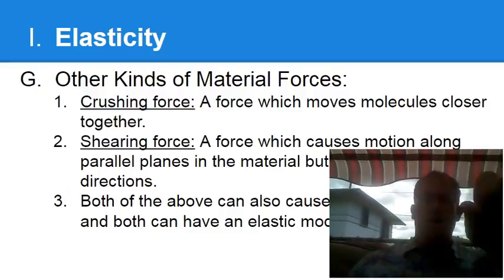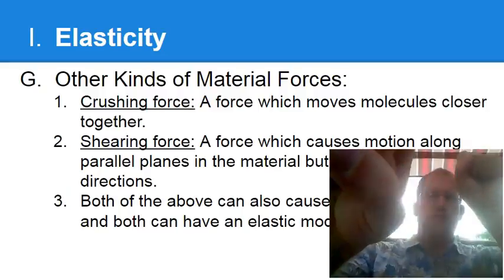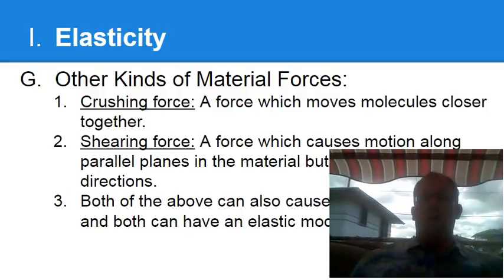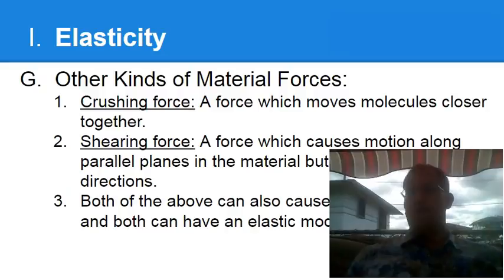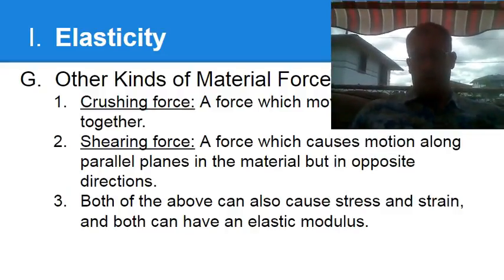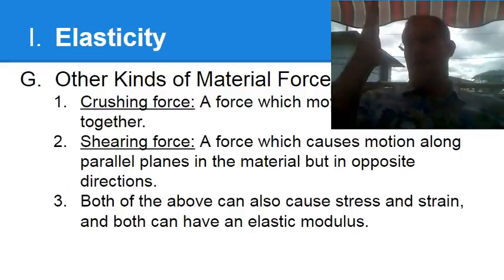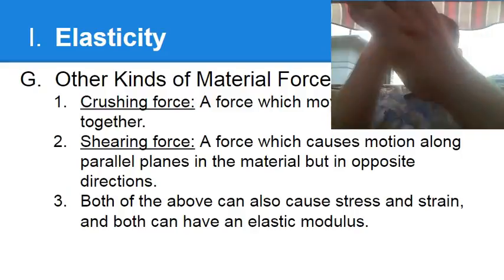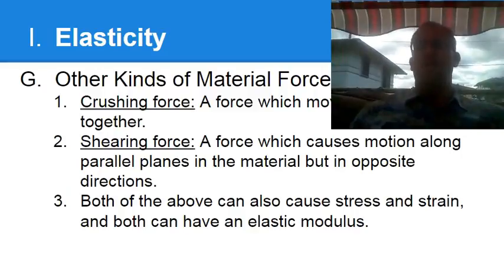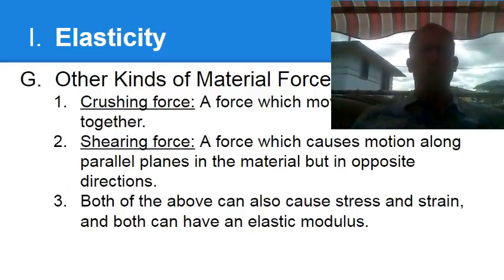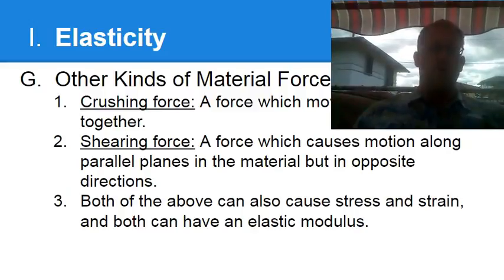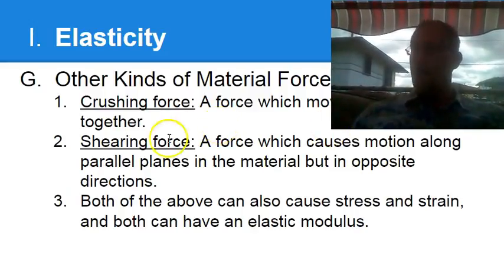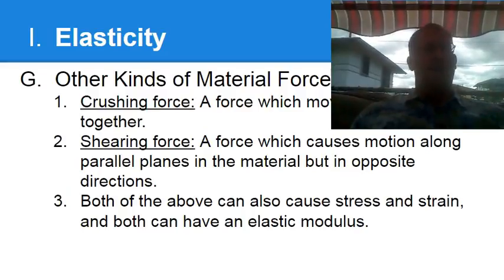Shearing force is when you take the object and you rip it in two different directions, okay? Force which causes motion along parallel planes in the material, but in opposite directions. So the reason that shears or scissors are called shears is because they shear objects. It puts one blade on one part of the object, the other blade on the other part of the object, and it goes like this. And so the object breaks because of shearing force. So they're called shears. Both of these kinds of forces can also cause stress and strain, and you measure them the same way. So don't get stressed out about that, and don't strain over how you calculate them. Huh! Oh my goodness, I'm so clever.